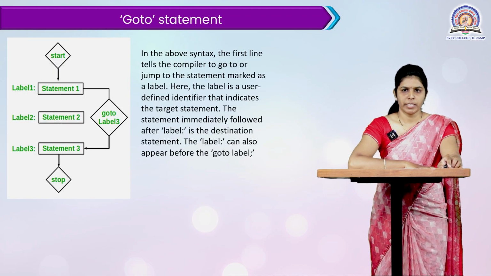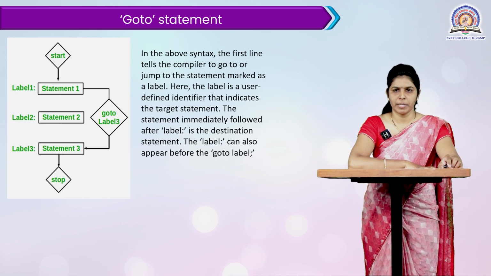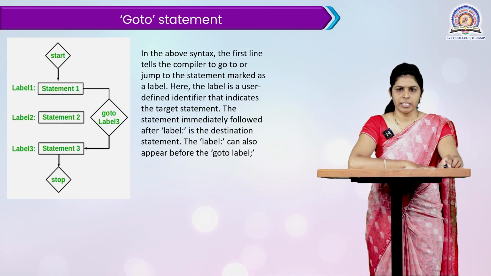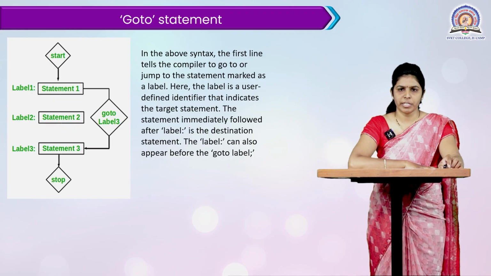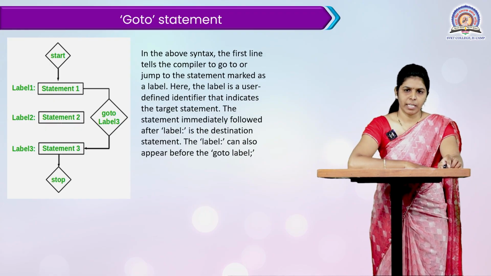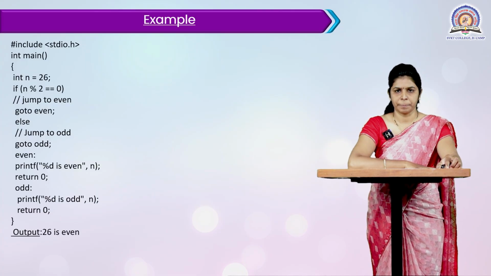In the above syntax, the first line tells the compiler to go or jump to the statement marked as a label. Here the label is a user defined identifier that indicates the target statement. The statement immediately following the label is the destination statement. The label can also appear before the goto label.